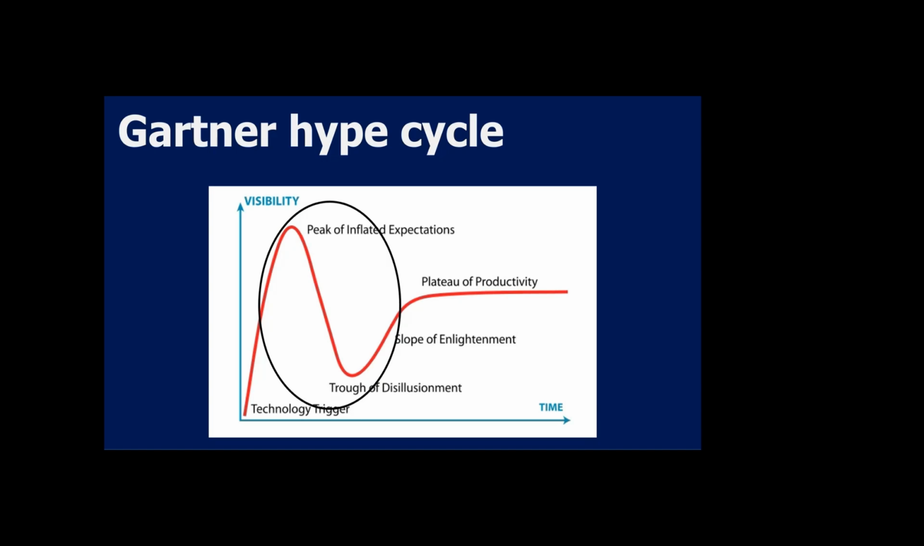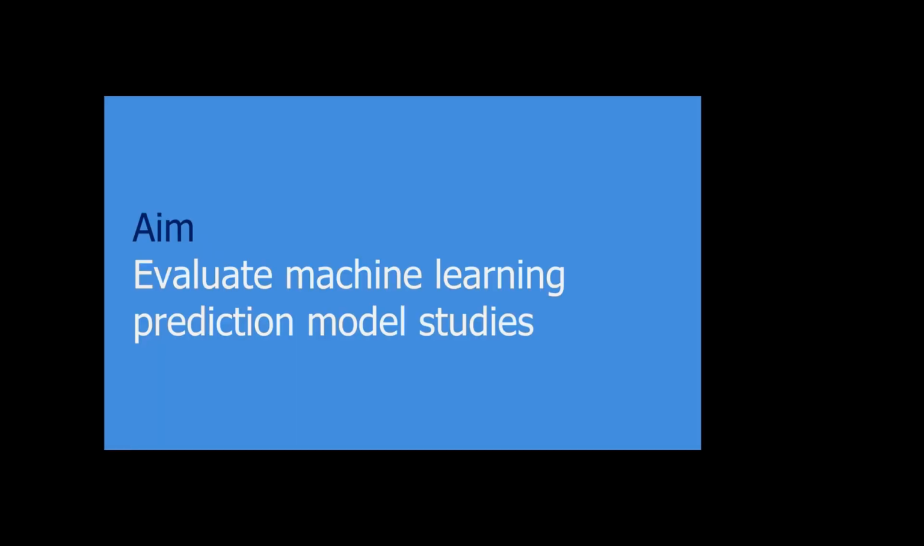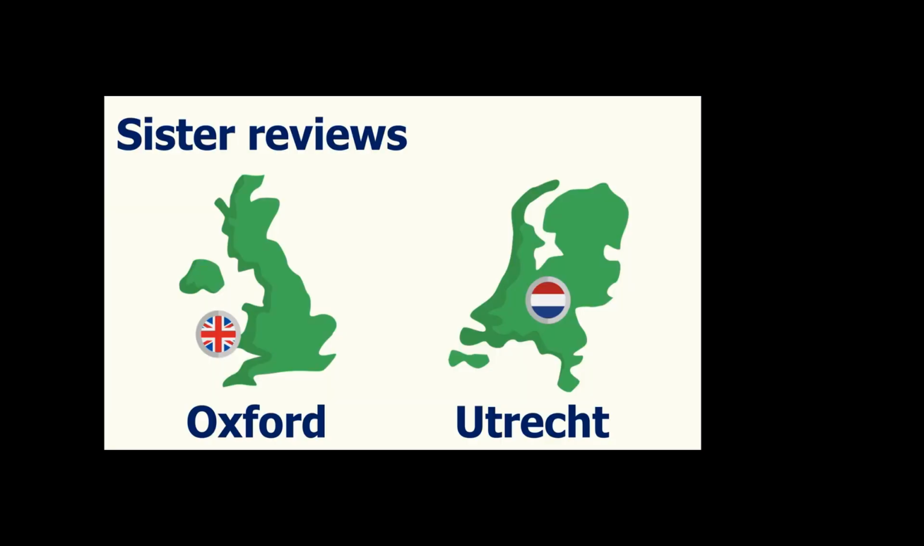So a lot of this, as I say, kind of amalgamated together, and it got us to think about, well, let's evaluate this. What is actually going on in these prediction model studies that are using machine learning methods? Now, this is the overall aim of pretty much a lot of the work I'm going to talk about today. Basically, it led to 2 sister reviews being conducted, one done in Oxford, conducted by myself, and another in Utrecht that we were also involved with. And in essence, I'm going to be talking about the results of these 2 studies.